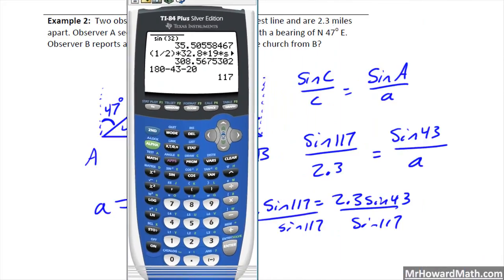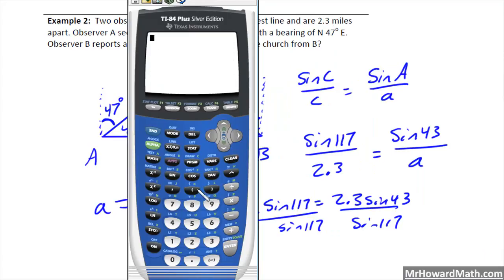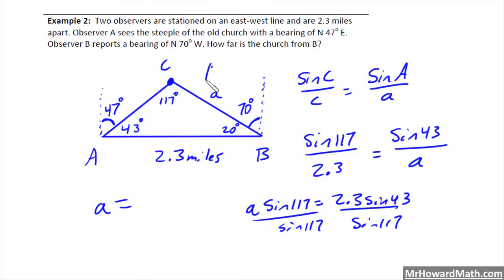So slide this over and clear this out. So we get 2.3 sine 43, do this in multiple steps, all divided by sine 117. And we get 1.76. So it is 1.76 miles from B. The church steeple is 1.76 miles from observer B, where he or she is looking. All right, that's it for this video, and that's it for this lesson.